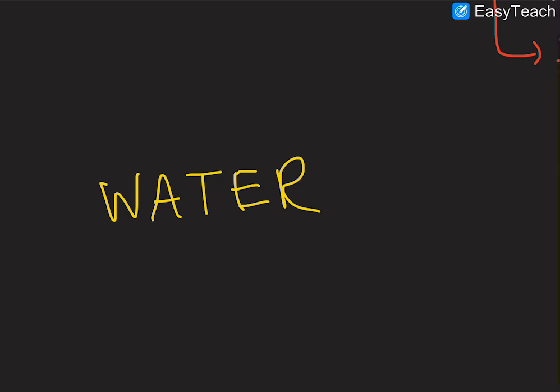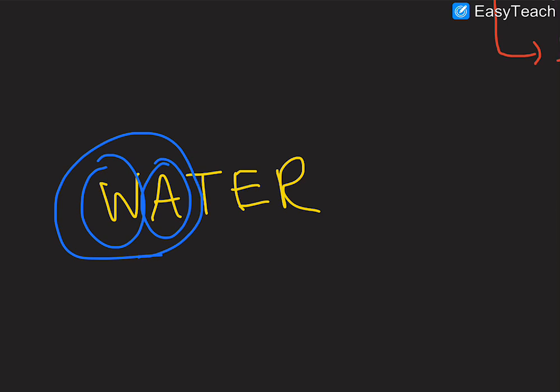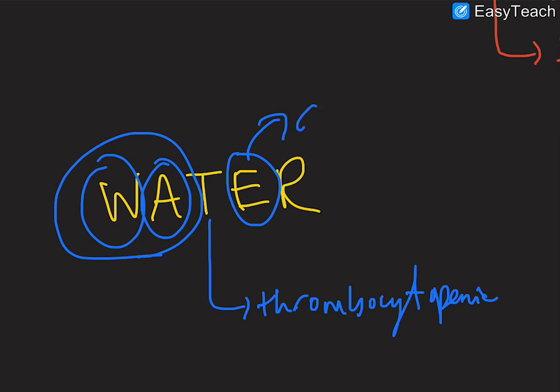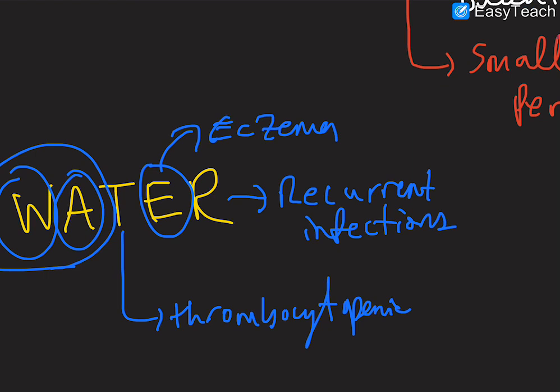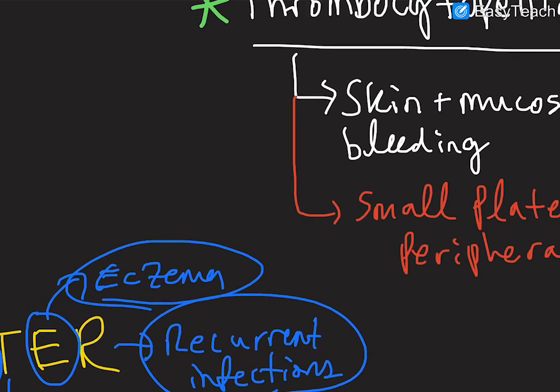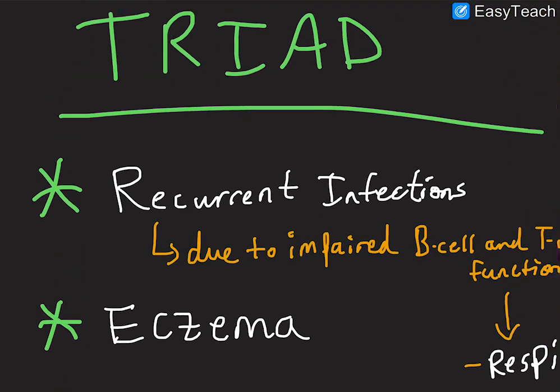So the W stands for Wiskott, obviously, and the A stands for Aldrich. So the W and A help remember that this is Wiskott-Aldrich syndrome, and in TER, the T is for thrombocytopenia, the E is for eczema, and the R is for recurrent infections. So that mnemonic helps. And the findings of thrombocytopenia, recurrent infections, and eczema are the triad that we have on this page right here. So let's go and discuss the triad.